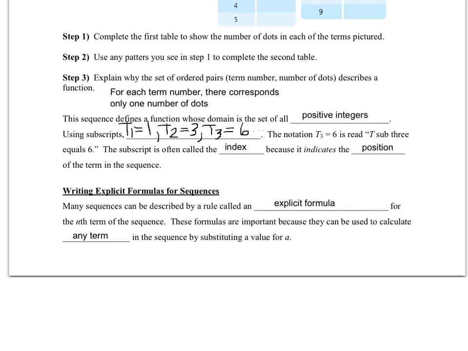Okay, at the bottom it says writing explicit formulas for sequences. We're going to talk about that. So many sequences can be described by a rule called an explicit formula for the nth term of the sequence. The nth term meaning like the 10th term or the first term or the 12th term. These formulas are important because they can be used to calculate any term in the sequence by substituting a value for n. So in other words, we can figure out any term in the sequence without having to go through the whole, starting with first term and the second term and the third term. We can jump around and figure out maybe the 100th term of a sequence without having to figure out terms 1 through 99 first. And we do that by using these explicit formulas that we have.